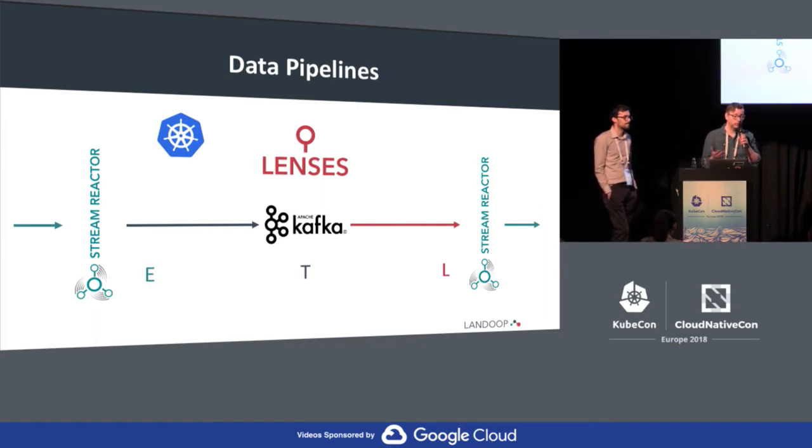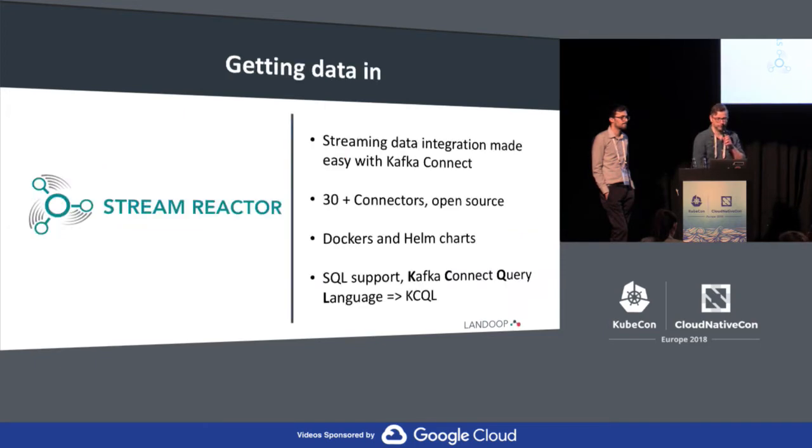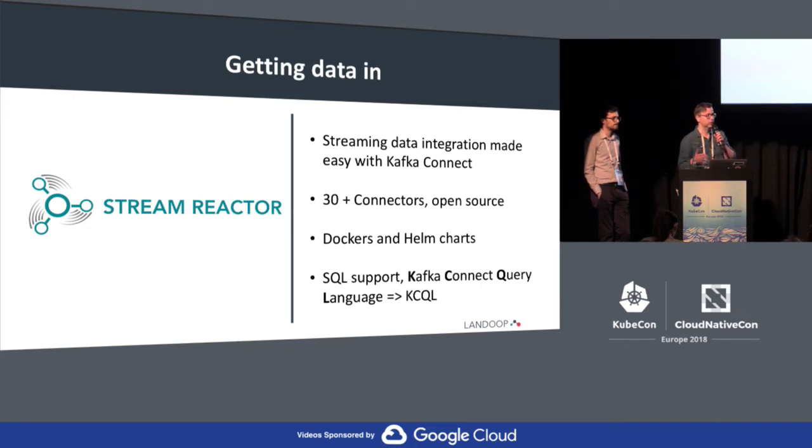But what do we need for that? We need certain aspects. We need to get data in, we need to transform the data, and we need to potentially get the data out to our long-term stores. So getting the data in, so this is the Stream Reactor project that we started. So this is using Kafka Connect, which is one of the APIs from Apache Kafka that focuses on getting data in and out. We have 30 plus connectors.